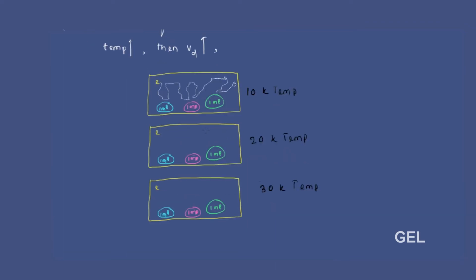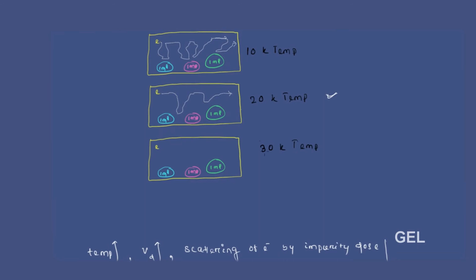Now look here in the second case. If you increase the temperature from 10 Kelvin to 20 Kelvin, for example, by the increase in temperature the drift velocity will increase. So the electron goes with a somewhat higher velocity, and impurity scattering will still happen, but it will be less than before. Now if you increase it by a very large amount, this impurity scattering will never affect the movement of the electron.